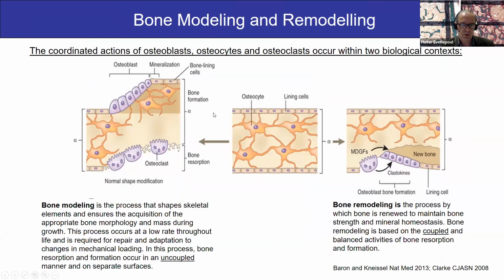The coordinated actions of osteoblasts, osteocytes, and osteoclasts occur within two biological contexts. On the one hand, there's bone modeling, and this is the process that shapes skeletal elements and ensures the acquisition of the appropriate bone morphology and mass during growth. And this is uncoupled. Whereas bone remodeling is the process by which bone is renewed to maintain bone strength and mineral homeostasis during adult life. And this is coupled, meaning that at the same time, there will be first bone resorption and then bone formation.